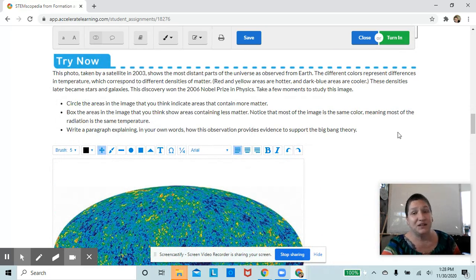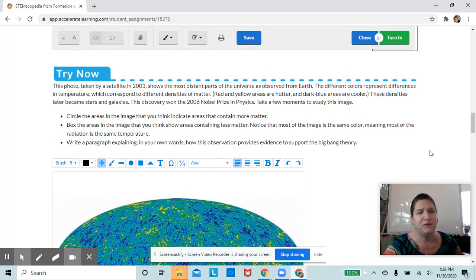All right, so here's our first question. Try this. This photo, and yes, that's an infrared photo, taken by a satellite in 2003, shows the most distant parts of the universe as observed from Earth. The different colors represent differences in temperature, which correspond to different densities of matter. For instance, red and yellow are hotter. Dark blue areas are cooler. These densities later become stars and galaxies. This discovery won the 2006 Nobel Prize in Physics. So take a few minutes to study it.